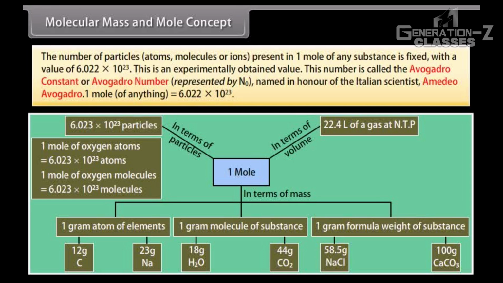6.022 times 10 raised to the power 23. This is an experimentally obtained value. This number is called the Avogadro constant or Avogadro number, represented by N0, named in honor of the Italian scientist Amedeo Avogadro. 1 mole of anything is equal to 6.022 times 10 raised to the power 23.